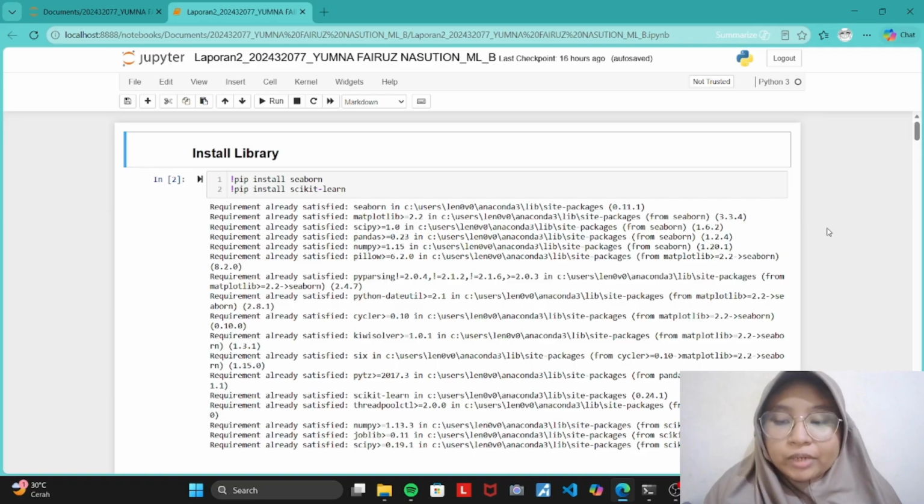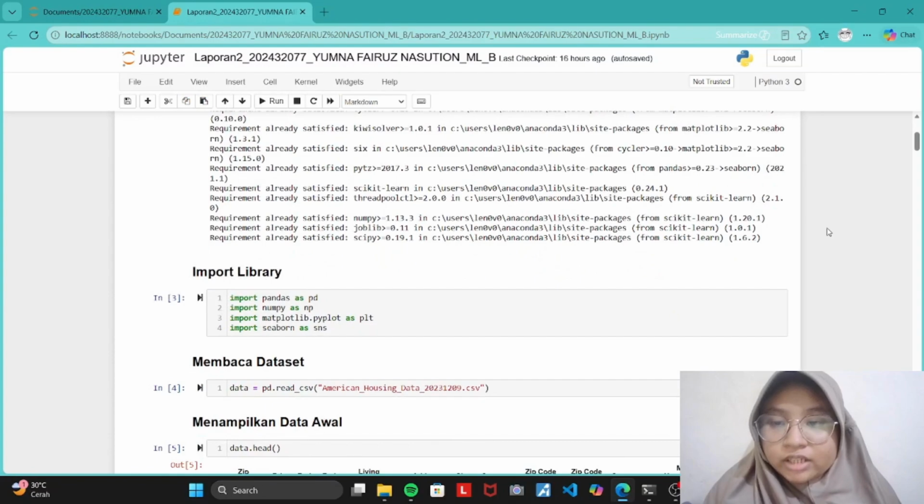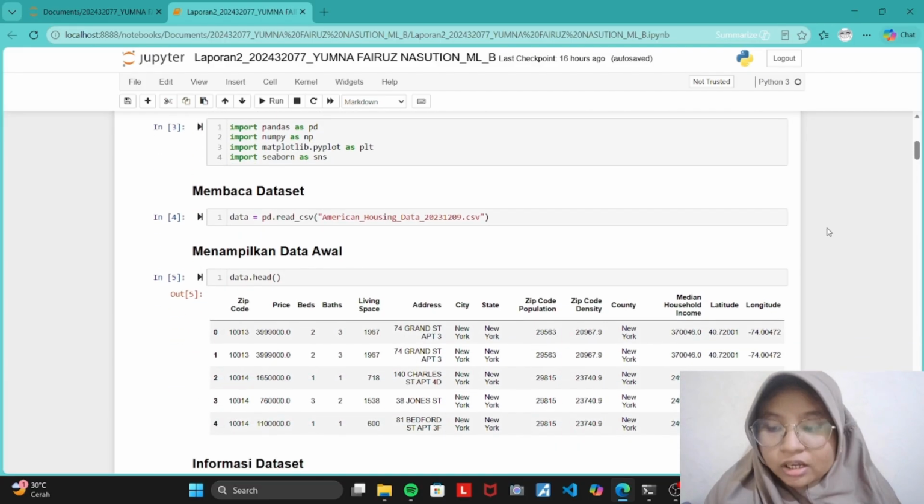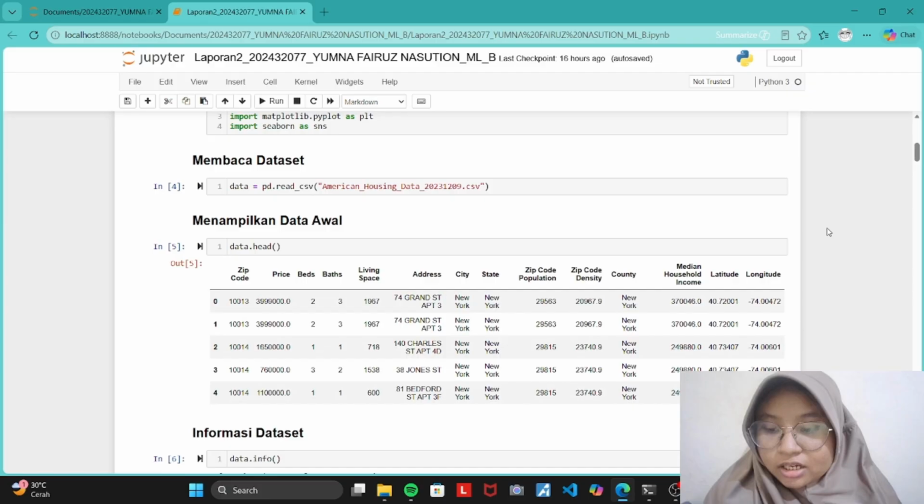After that, I read the dataset using the read CSV function from Pandas. The dataset contains housing information such as price, number of rooms, building size, and other house features. I displayed the first 5 rows of the dataset using the head function. This step was important to understand the structure of the data and make sure the dataset was successfully loaded.